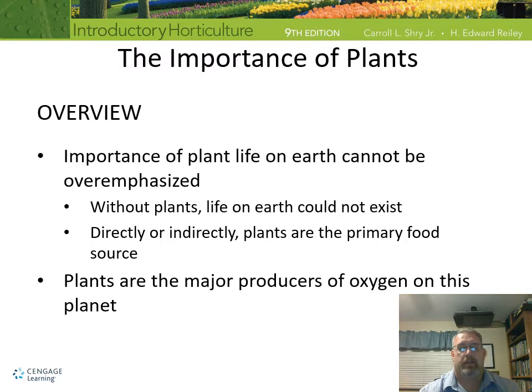So like I said, the plant life can't be overemphasized. There would be no life without plants. All plants are the primary food source, directly or indirectly, for every animal that is in existence. Also, plants are major producers of oxygen, and they also sequester carbon, which keeps the climate cool and allows the planet to not overheat.